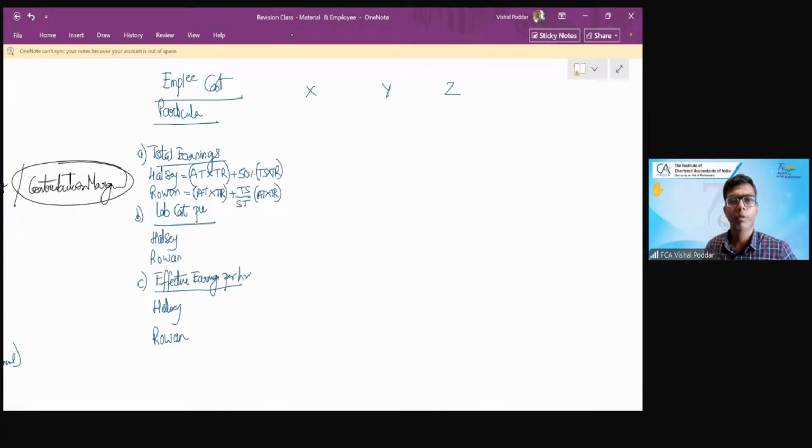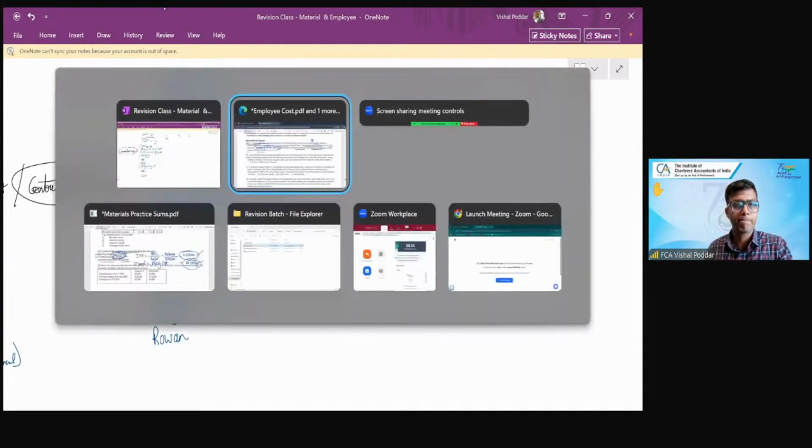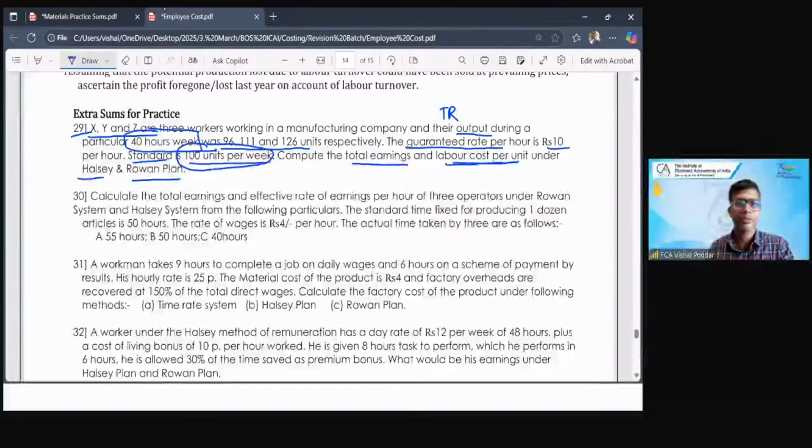Now as you can see, for both these formulae, I need three different types of time. One is the actual time, and the others are standard and time saved. Standard given is 100 units per week. Your actual output is 96, 111, 126. Now, what we require is standard time, not standard units. How do I find out standard time? That is what is important.